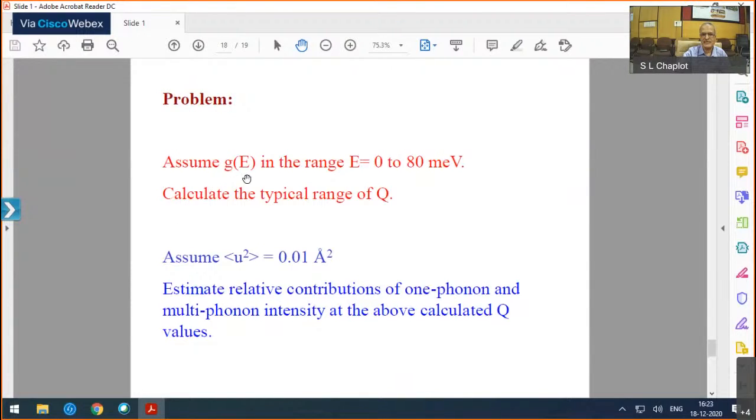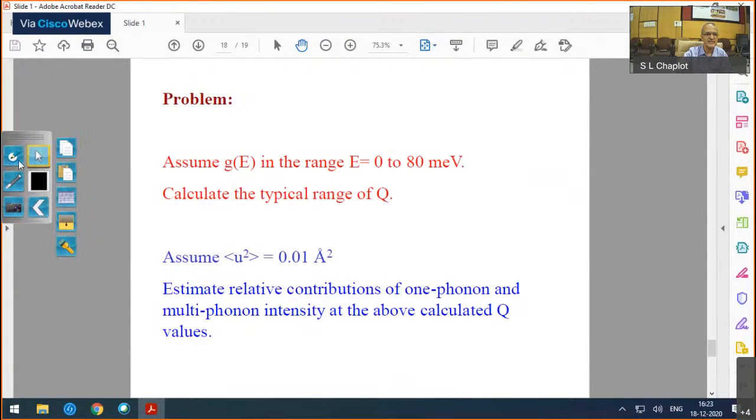Again, if you have a phonon density of states in the range of say 0 to 80 milli electron volts, in that case, please see what are the typical Q ranges where these measurements can be made. If you know those Q values, I can give you an answer here. The maximum Q you can get will be about 12 angstrom inverse.